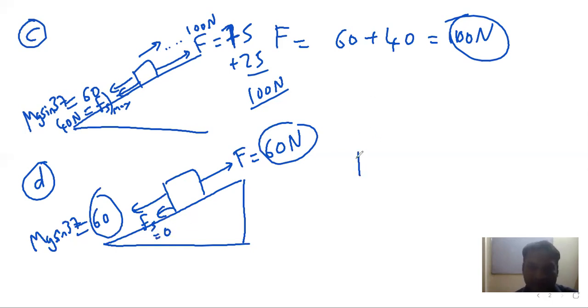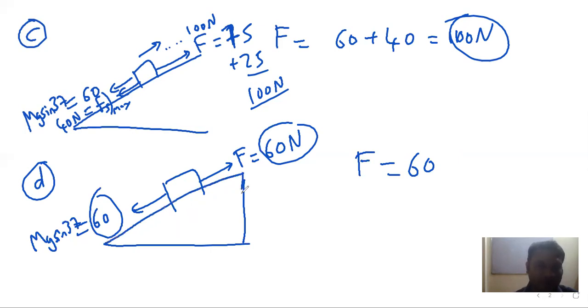So in that case, we can say the answer to the fourth part of the question will come out to be 60 Newton in this case. So to make this force 60 Newton, we will take the help of static friction. So static friction in this case will act in which direction? The tendency of the block is to move in the down the inclined direction. So the block is trying to move down the incline.